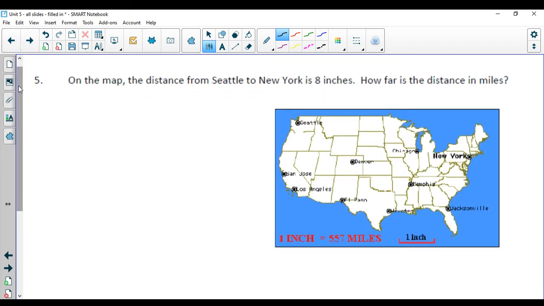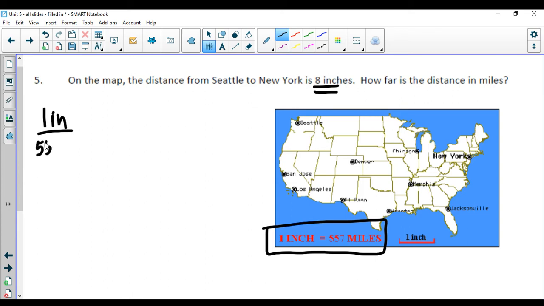For number 5, on the map, the distance from Seattle to New York is 8 inches. How far is the distance in miles? So we're looking for a scale here, which I do notice down here on the bottom of the map. So my scale sets up the left side of my proportion. Inches over miles. I'm going to keep that the same over here.